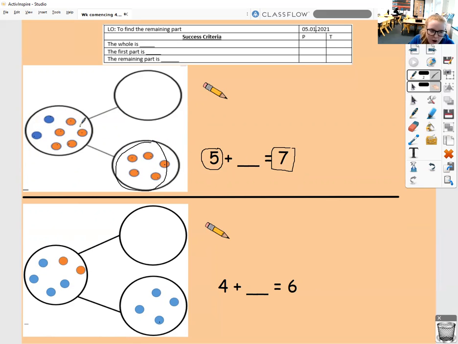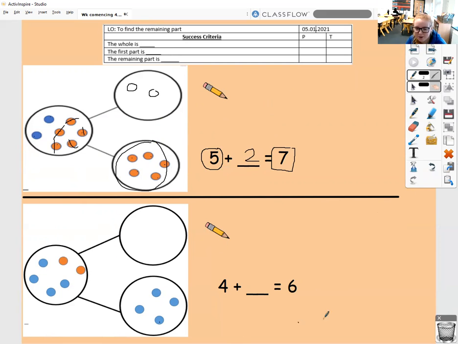So if we look at our whole and we know that these 5 counters have gone into our first part, we know that these counters are left. So I can move those into our remaining part. And I know our remaining part is 1, 2. Can we say that number sentence, please? 5 plus 2 equals 7. Can we say this part whole model using our success criteria? The whole is 7. The first part is 5. The remaining part is 2.